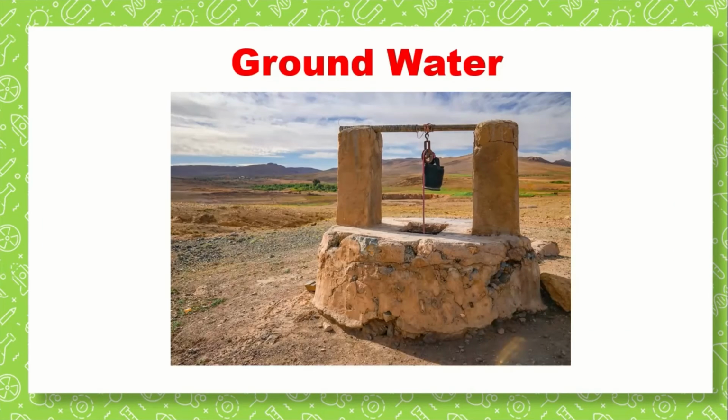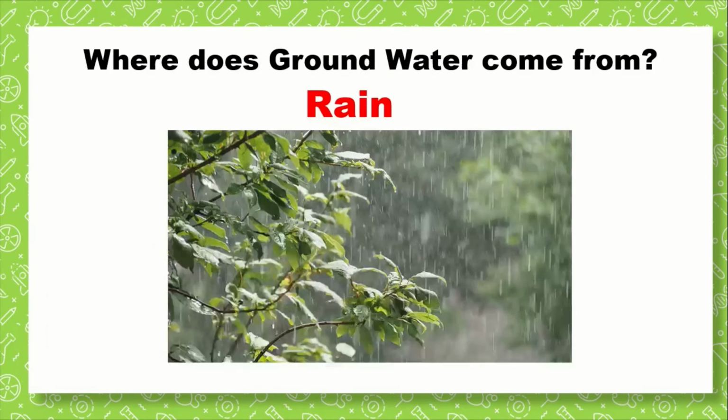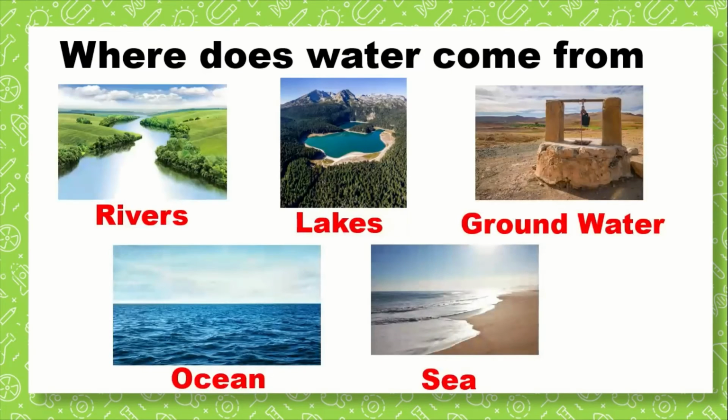There is also groundwater. Groundwater is water found underground, under the trees and under the soil. It is stored water that comes from rain. When it rains, the ground stores water and keeps it there. So where does water come from? Water comes from rivers, lakes, groundwater, ocean, and sea.